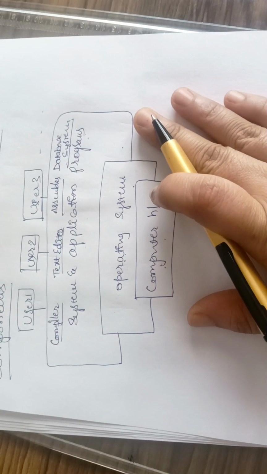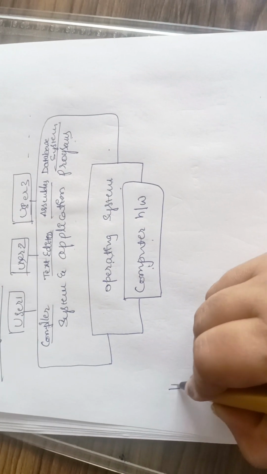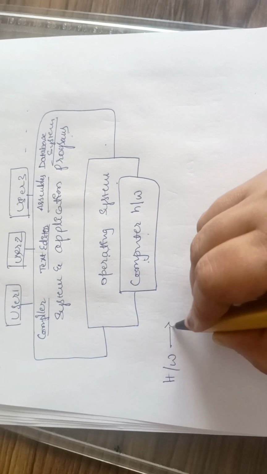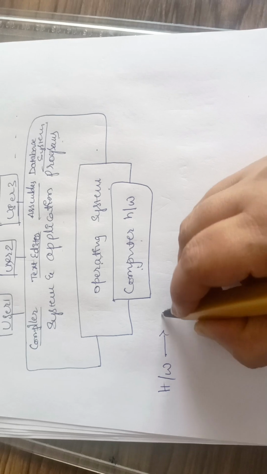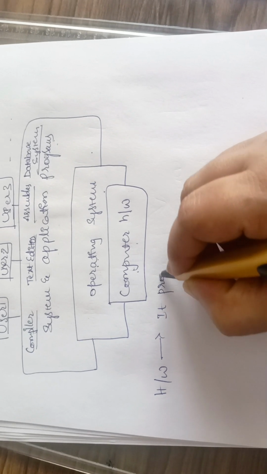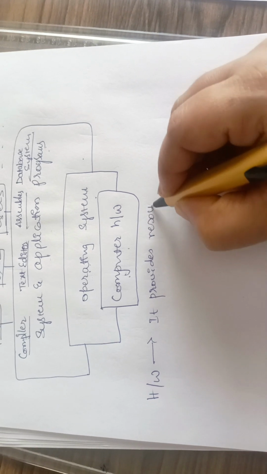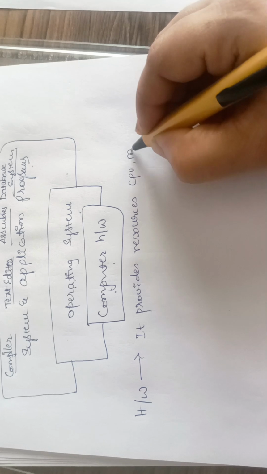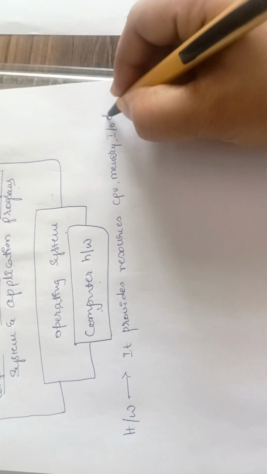Now we'll see the four components. Which are the four components? The first one is the hardware. What does hardware do? It provides resources. Okay, so which are the resources? Like a CPU, memory, and then input output devices.